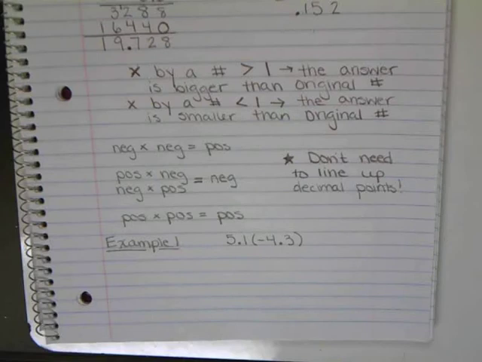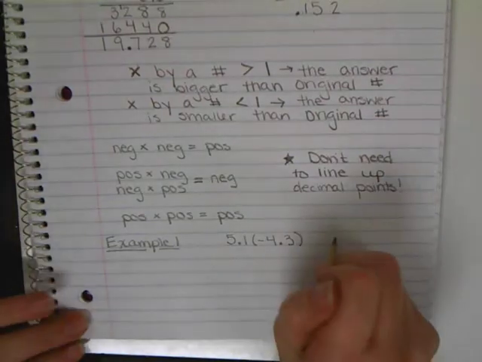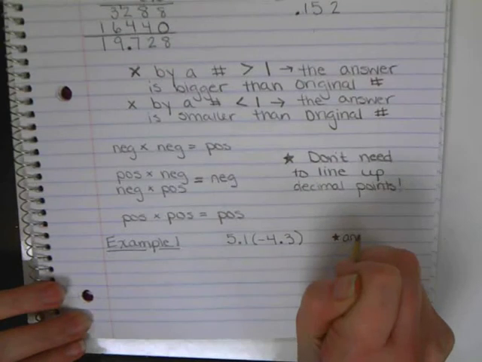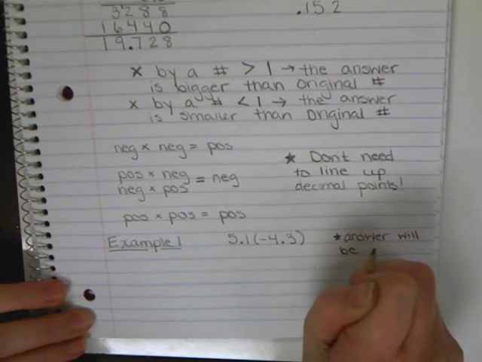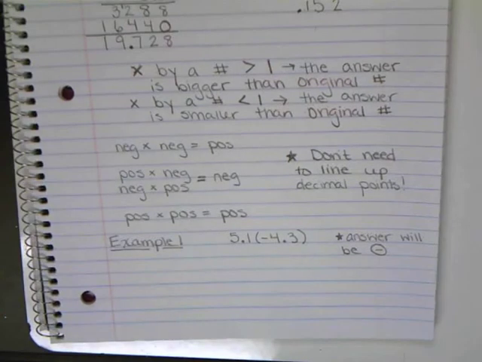Bless you. What can you tell me about my problem, 5 and 1/10 times negative 4 and 3/10? What do you already know about your answer, the problem, how we're going to solve it? What do you know? Your answer is going to be negative. Good. My answer is definitely going to be negative. Why, Sophia?